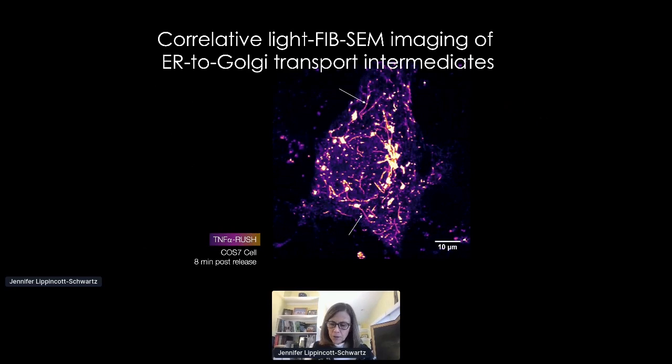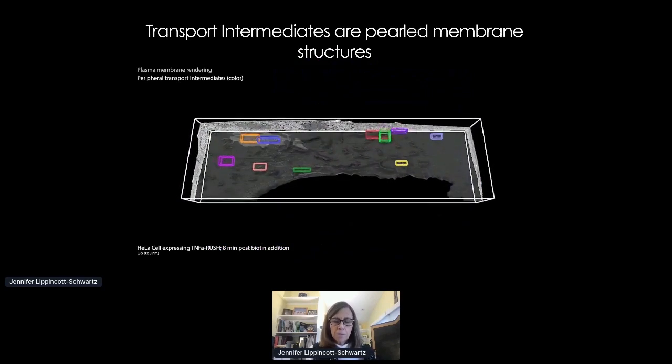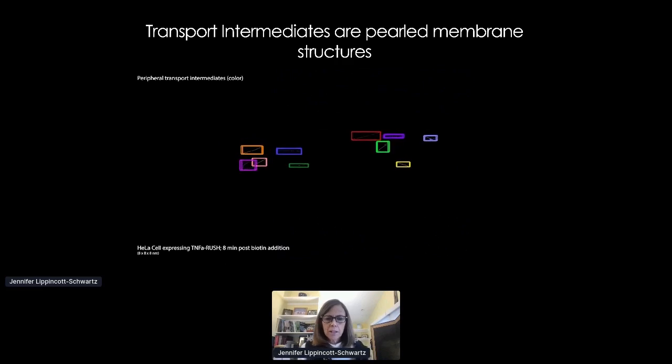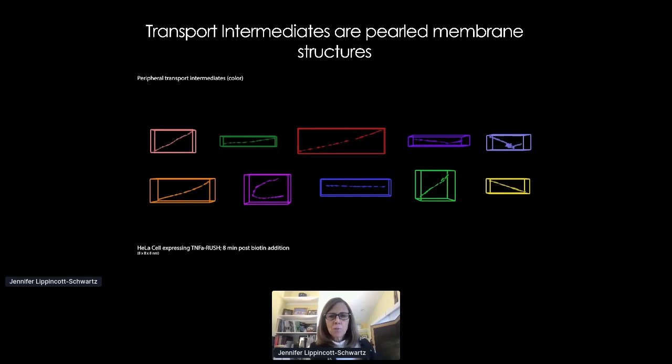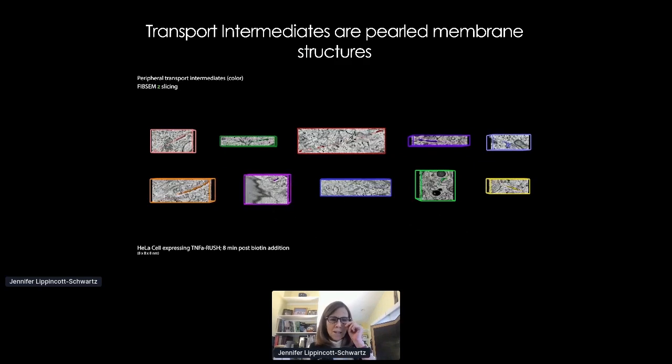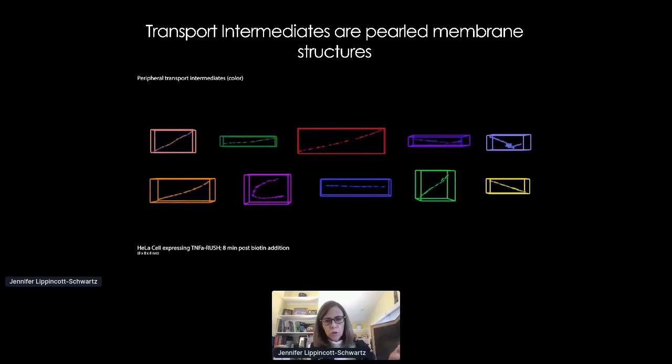So what happens to these ER exit sites when cargo actually starts moving out of them? This is just 8 minutes after we've released a bolus of cargo, TNF alpha, using the RUSH system. You can see all these long tubules coming out of these ER exit sites. Can we see these tubules in FIB-SEM? Aubrey and Chelan were up to the challenge. Here are several of these transport intermediates that we know are transport intermediates because they have the TNF alpha RUSH structured illumination imaging associated with them.